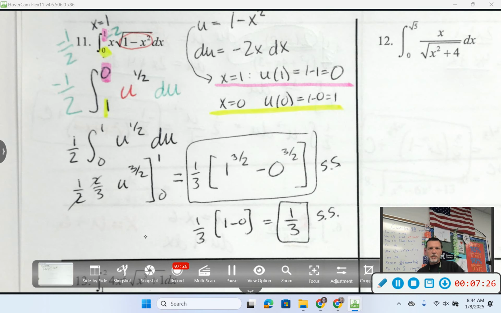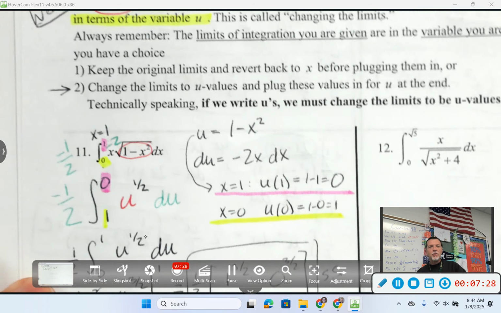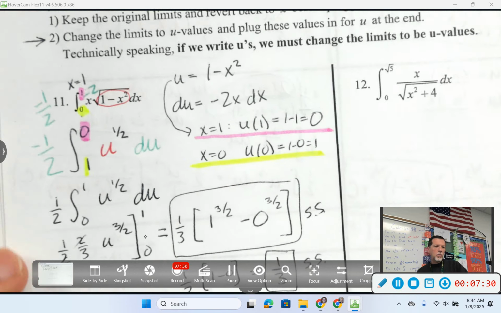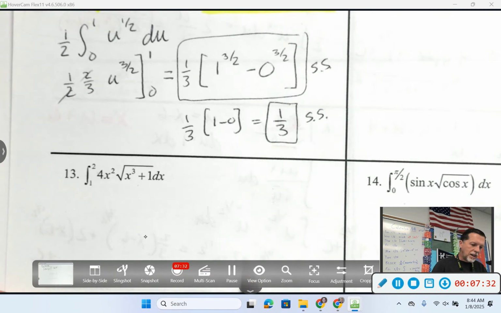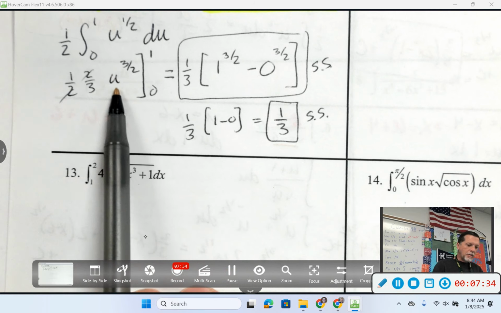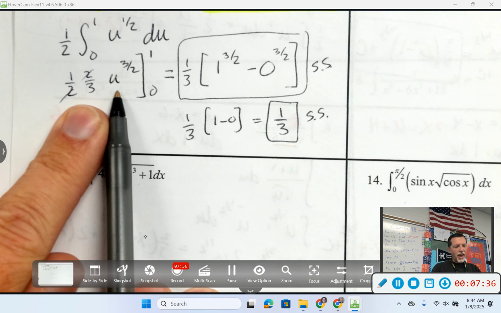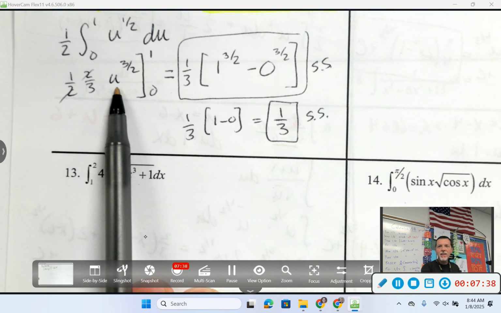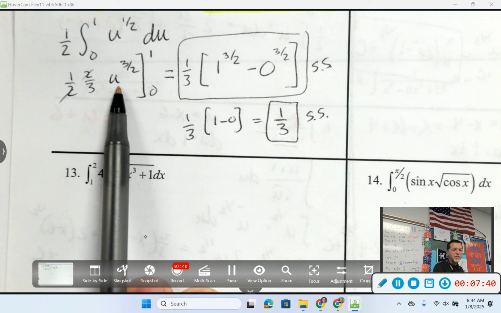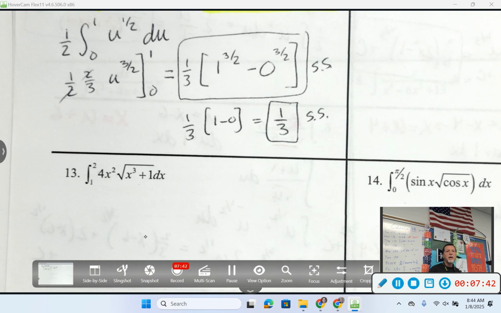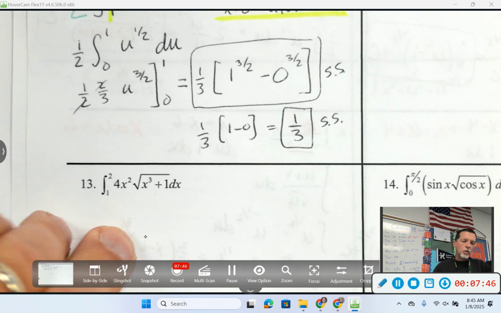The other option, I didn't even do option 1 on this one. I did option 2. Option 1, I don't have room to do it. Right about here, I could put the 1 minus x squared back in and use my original limits. But I think it's better to switch the u limits.